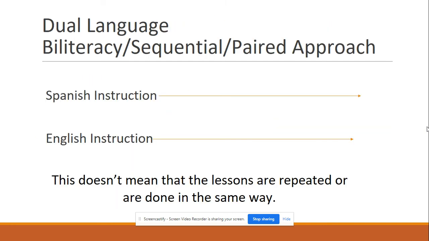So, dual language literacy: the sequential and pair approach. We have two different instructions here, the Spanish instruction and the English instruction. This doesn't mean that the lessons have to be repeated or done in the same way. When we teach in Spanish, it has to be authentic. So if you teach one of the subjects in the morning, and then in the afternoon you teach it in English, it doesn't have to be the same. It doesn't have to be repeated or translated exactly. It comes simultaneously. It comes naturally. So that is one example of how to teach in a dual language program, the sequential pair approach model.